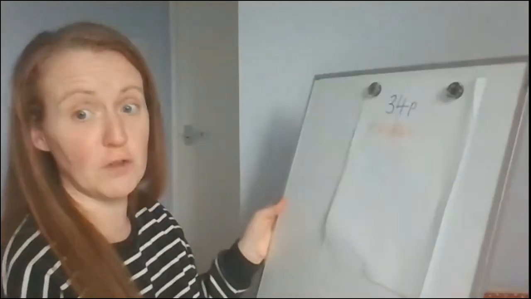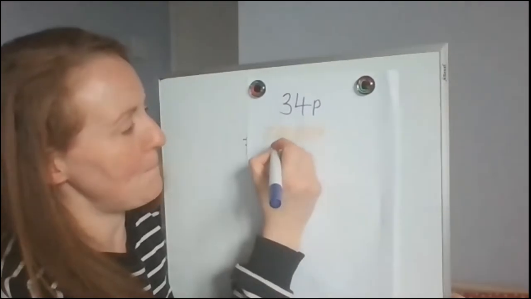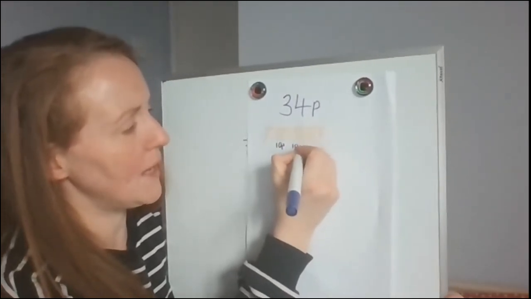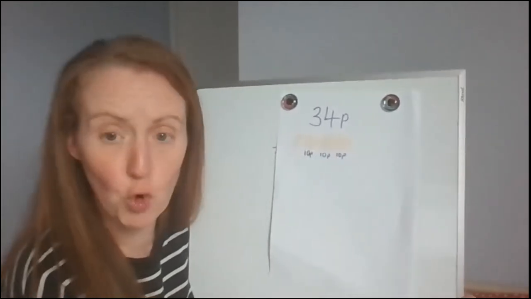So you could have done 20 pence and then a 10 pence. You could have used 5p's if you wanted. So you can just make out there. So I've done a 10p, a 10p, and a 10p rubbing there. So I've got 10, 20, 30. I've now got to make 4p.